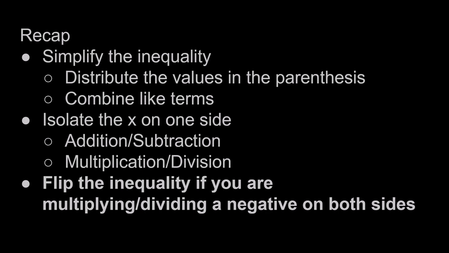To recap, when you want to solve a multi-step inequality, you have to simplify the inequality by distributing the values in the parentheses and combining like terms. Then you isolate the x on one side by either addition or subtraction, or by multiplication and division. And one key step is to flip the inequality if you are multiplying or dividing a negative number on both sides.